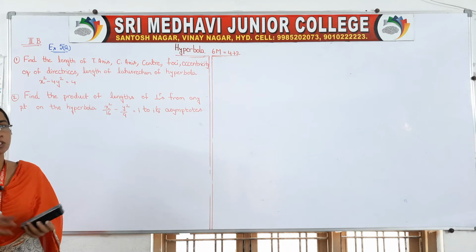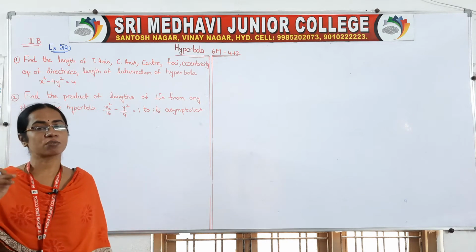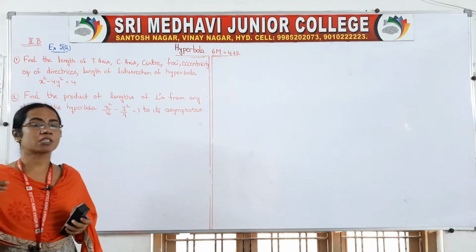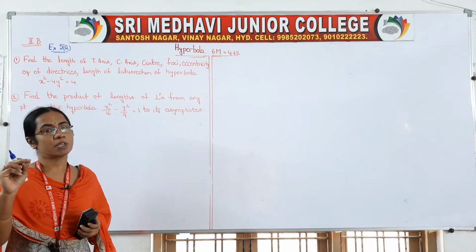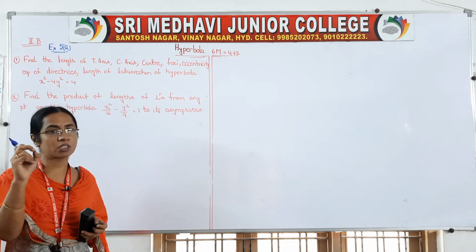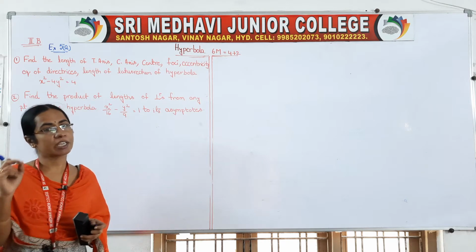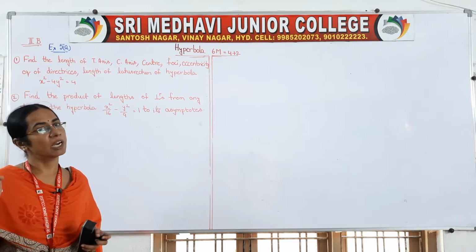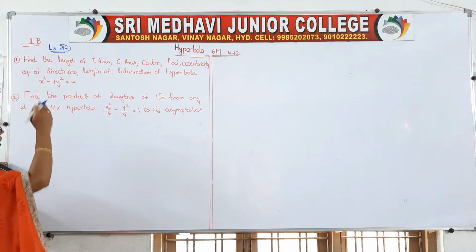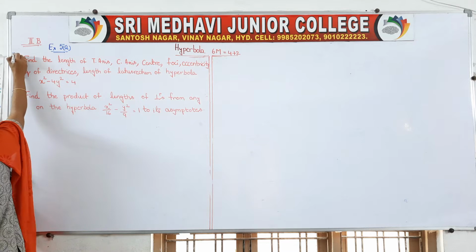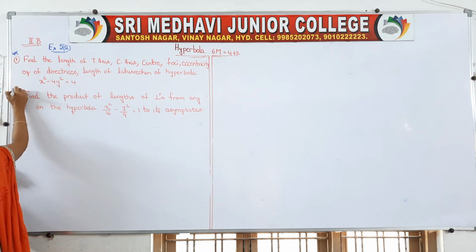Compared to other chapters' formulas, these conic section formulas can be a little confusing. Why? Small changes will be there, plus or minus. It looks like the same type of formula but a small change will be there. So you should be very careful while practicing the formulas of these 3 curves, parabola, ellipse and hyperbola. Now come to the first question. This is a 4 marks question and this one is a 2 marks question.